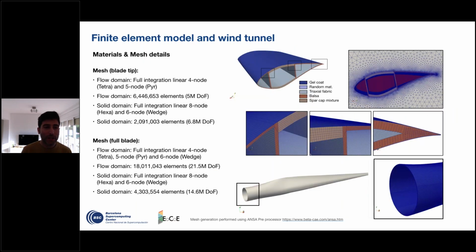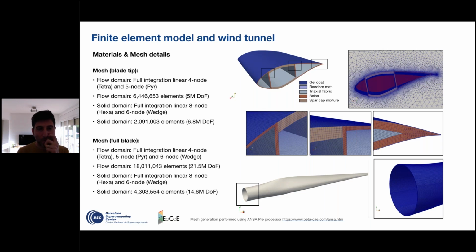In terms of modelization for the materials and the mesh, here we decided to do a very detailed mesh of this wind turbine blade. We first started only with the blade tip, as you can see in this figure. On the top we can see the different materials and also details of the mesh discretization. The mesh discretization for the solid domain is fully with hexahedrons and also some wedges.